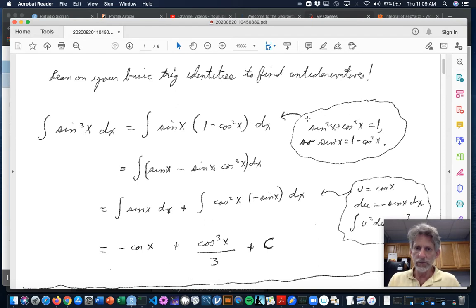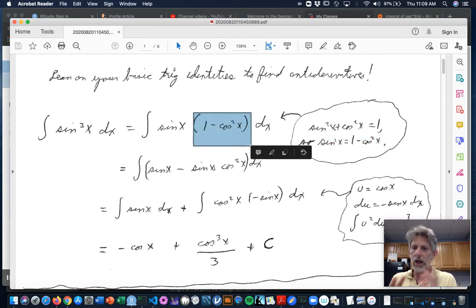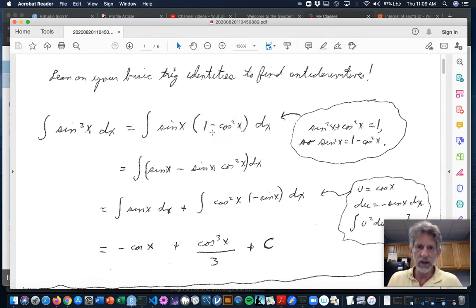Why is that useful? Well, there's a trig identity in your head: sine squared x plus cosine squared x is 1. So sine squared x can be thought of as 1 minus cosine squared x. That's what I'm doing here. I'm replacing two of the sine of x's, sine squared x, with 1 minus cosine squared x. That's the substitution that we have in mind. That's the kind of thing we're looking at in this section.